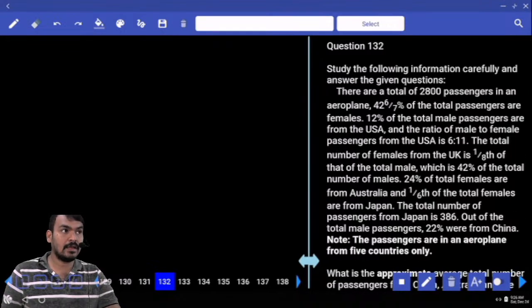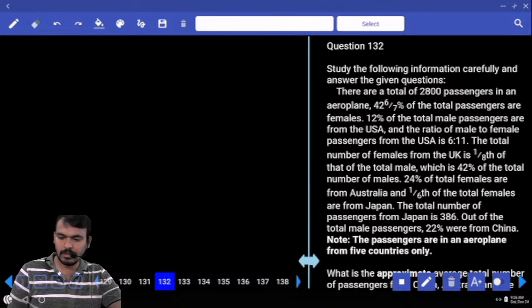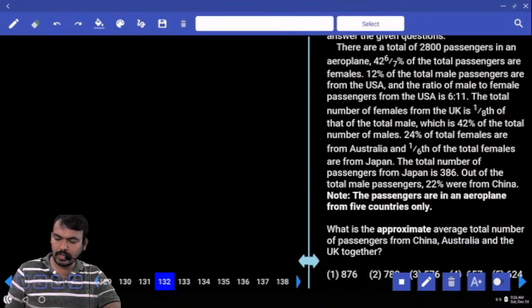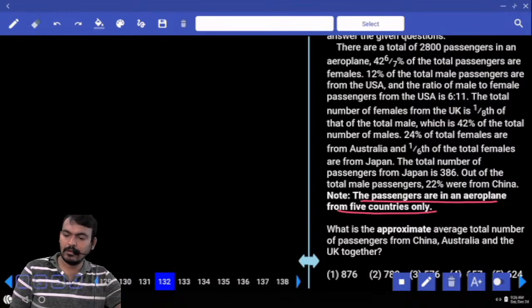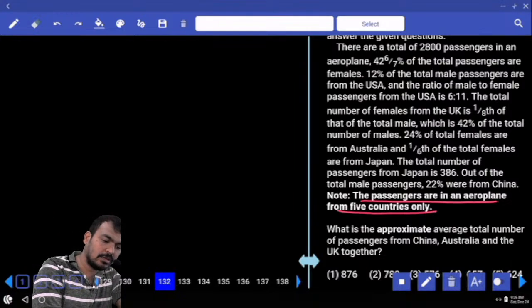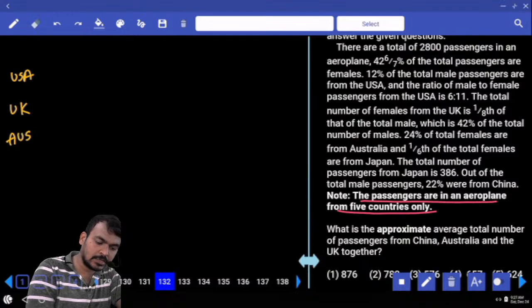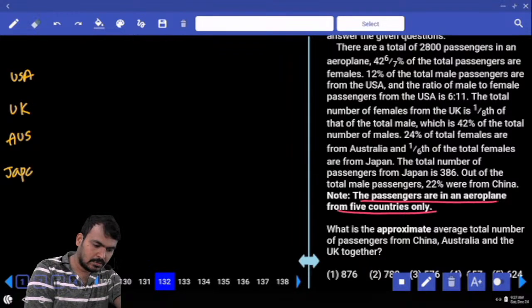Caselet: there are a total of 2,800 passengers in an aeroplane. Total how many passengers? 2,800. What is the note given? The passengers are in an aeroplane from 5 countries only. How many countries are given? 5 countries. What is the first one? USA. Second one? UK. Third one? Australia. Next one? Japan. Next one? China.